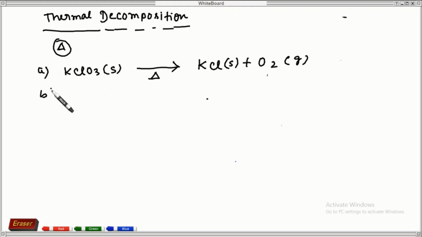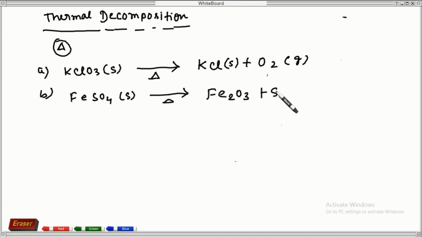Second type, FeSO4, that is ferrous sulfate, a solid. If it breaks, it gives Fe2O3 plus SO2 plus SO3. What is FeSO4? Ferrous sulfate. What is Fe2O3? Ferric oxide. What is SO2? Sulfur dioxide. What is SO3? Sulfur trioxide.